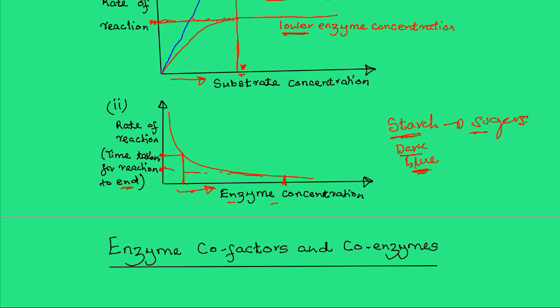From this graph you can see that the higher the enzyme concentration, the faster the rate of reaction, indicated by the time taken for the reaction to come into completion, because the time taken is inversely proportional to the rate, and the faster the rate, the shorter the time to be taken for the reaction to come into completion.